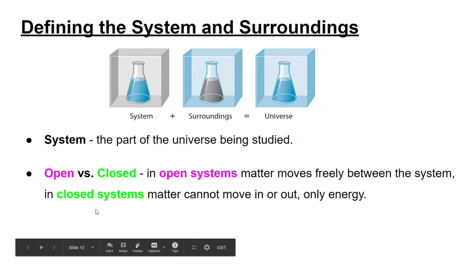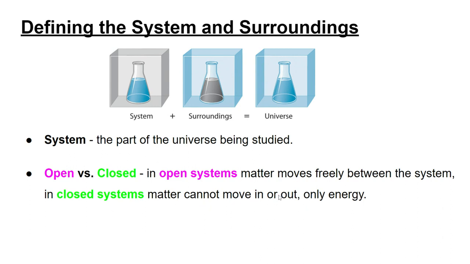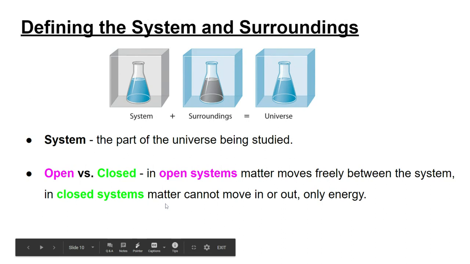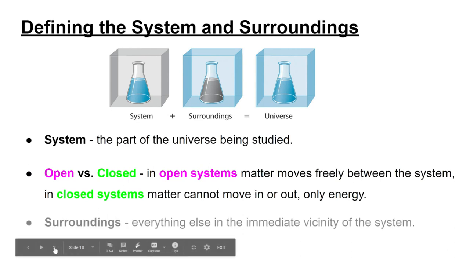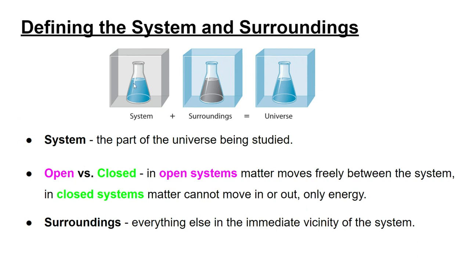It can be a closed system, where matter cannot move in and out, only energy can move. So if I put this chemical reaction and completely seal the system, all the matter will be within the system only. The surroundings are everything else in the immediate vicinity of the system. So in this case, the surroundings is the air around the block.